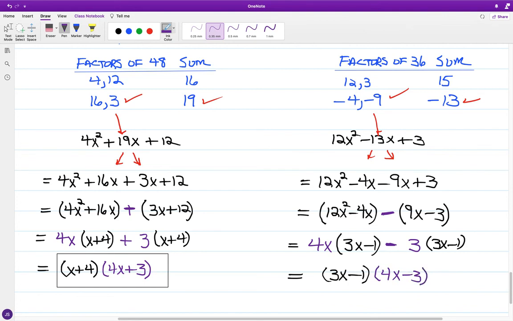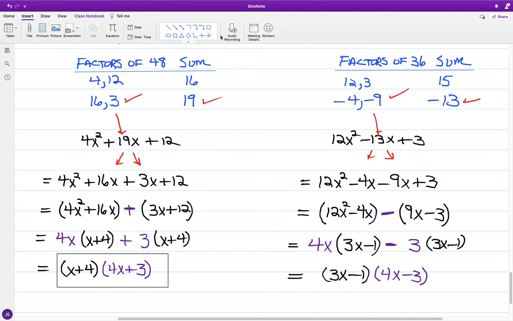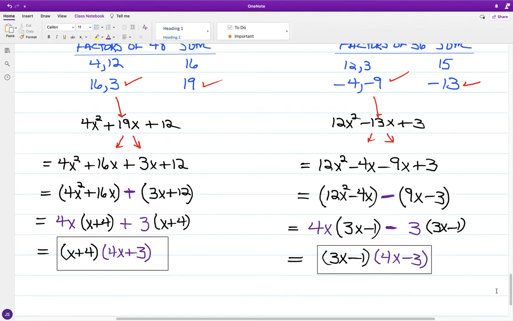And again, you can go back and check. 3x times 4x is 12x squared. And we have 3x times negative 3 is a negative 9x. Negative 1 times 4x is a negative 4x. Negative 9x minus 4x is a negative 13x. And last, negative 1 times negative 3 is a positive 3. And that would be your final result.